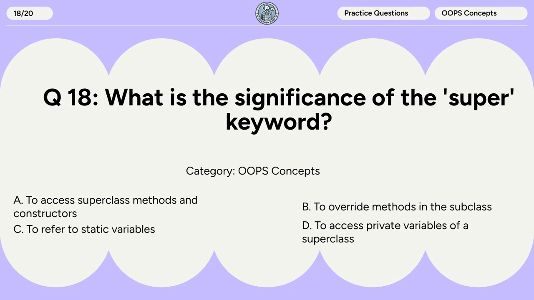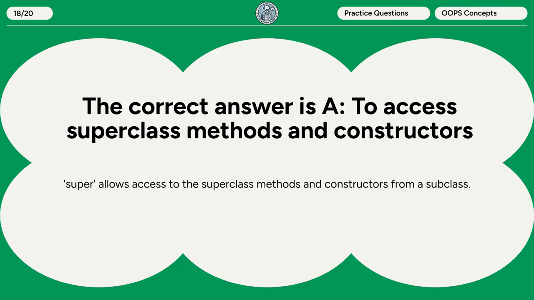Question 18. What is the significance of the super keyword? A. To access superclass methods and constructors. B. To override methods in the subclass. C. To refer to static variables. D. To access private variables of a superclass. The correct answer is A.